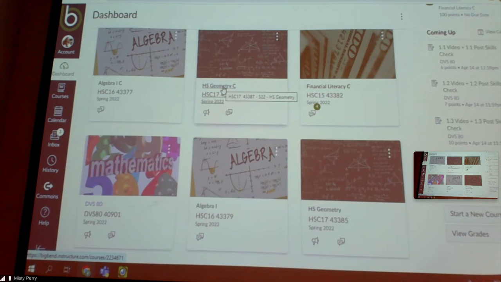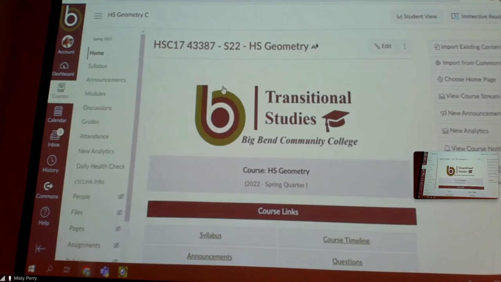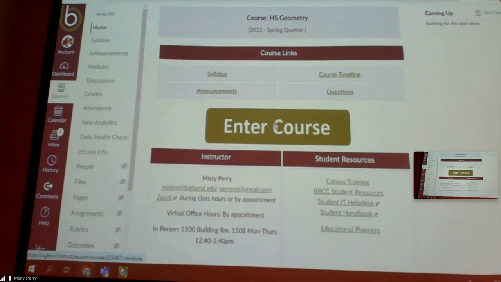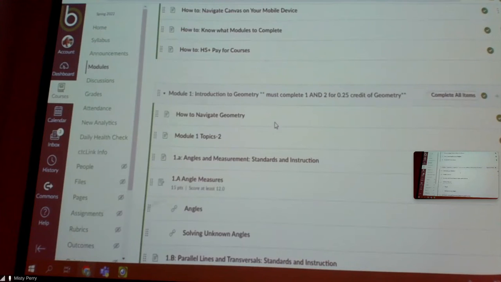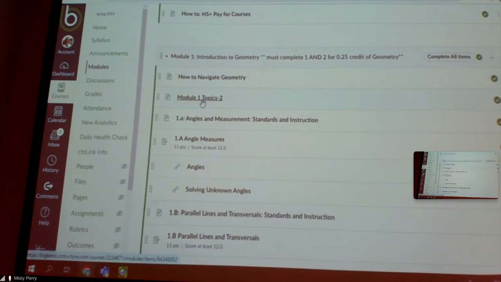You don't have to worry about work you already did or work you're trying to do. I'll transfer everything that needs to be transferred. But please work in this high school geometry C. That's the combined. So when you get in here, go in the class, we are going to work on our angles and measurement right now.